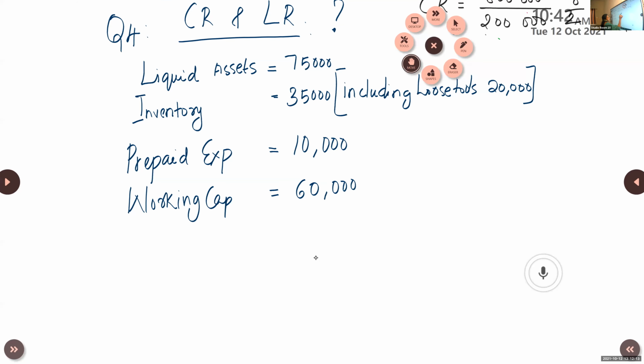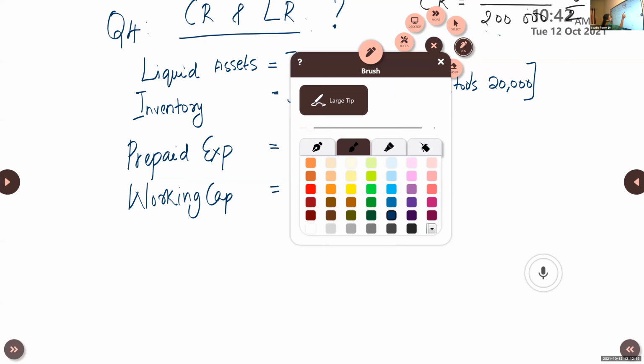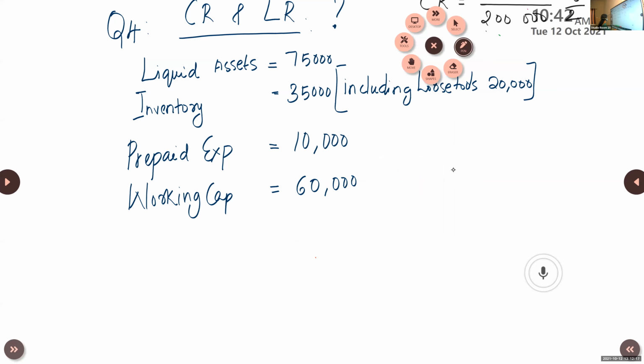So CR, current ratio, is equal to CA by CL. And liquid ratio is equal to liquid assets or quick assets divided by CL. This is how it is. Okay.